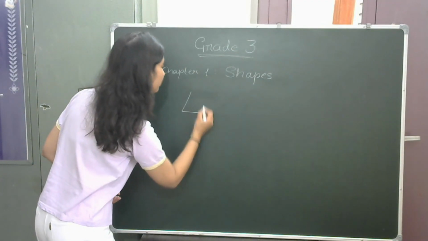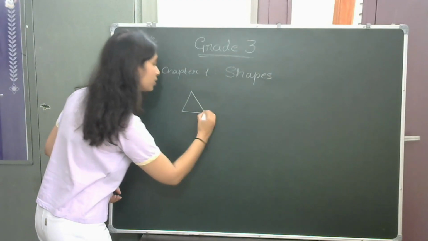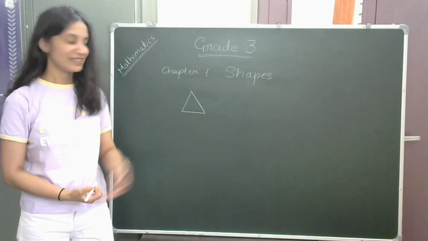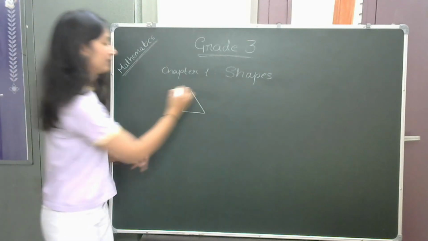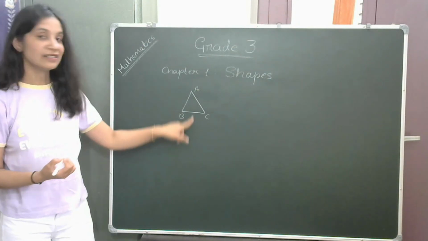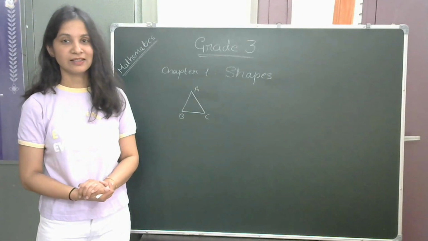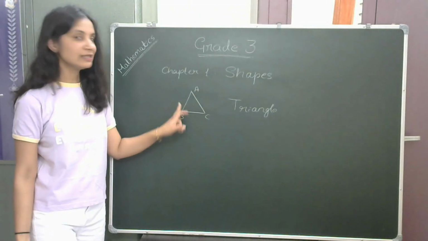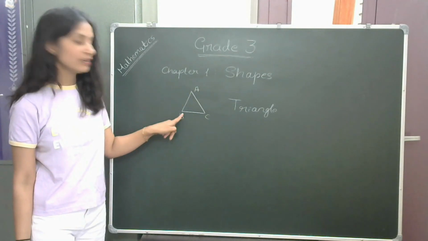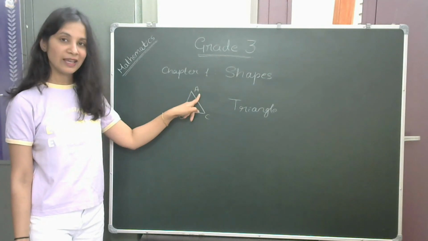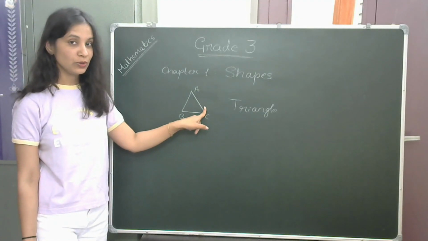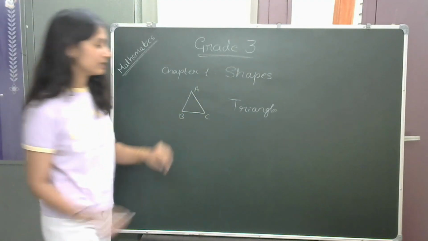I am drawing here for you. Which shape is this? Any guess? Yes, it is a triangle. A, B, C. It is triangle ABC. And how many lines can you see here? Yes, AB, BC and CA, right? 1, 2 and 3. So, we call them sides, right?